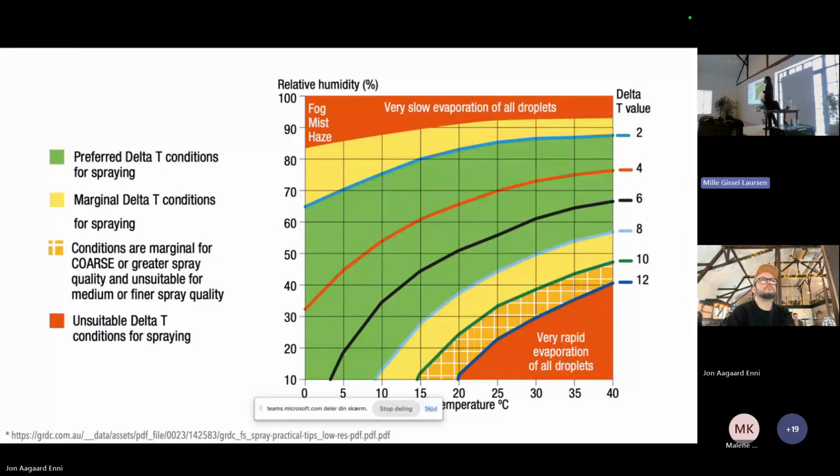Okay, so use Delta T, and the timing of your application is also very important. The general rule here would be that early mornings, late afternoons, and evenings are the better times, when temperatures are a little cooler and humidity is up. That would be the main takeaway message.